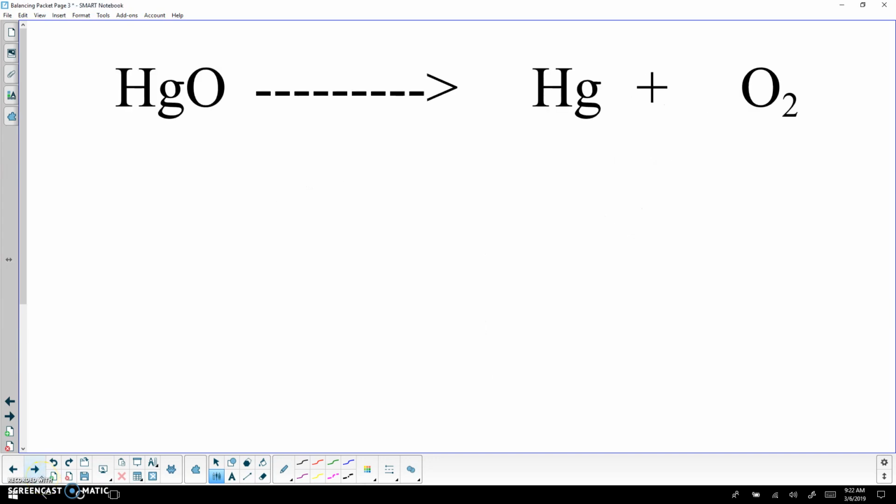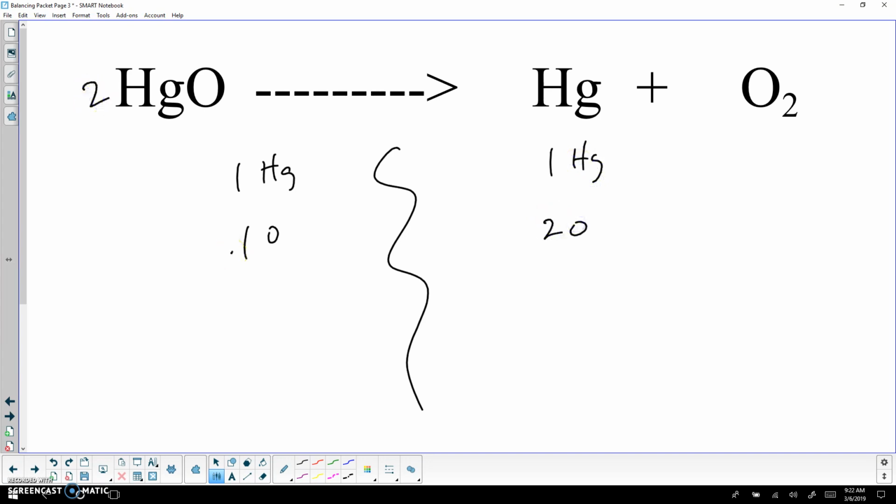For number 31, we have 1 mercury here, we have 1 oxygen. On this side, 1 mercury and 2 oxygen. So putting 2 here will change these both to 2. All you have to do then is put a 2 in front of the mercury, 2, 2, and 1.